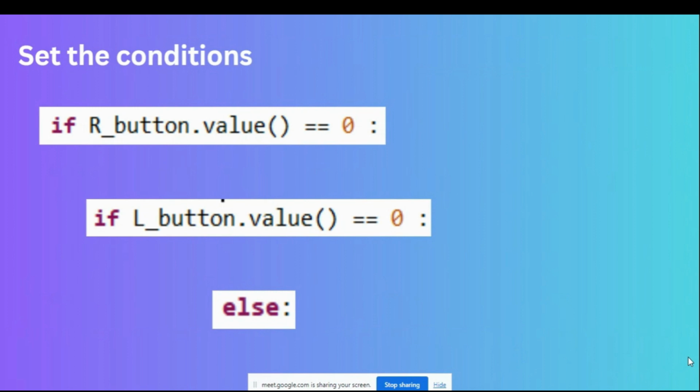And then as the second condition, we'll check the state of the left push button, whether it is equal to 0 or low state. That means then we can identify the left push button is pressed. And then the third condition will check else. That means if something happens beyond the above 2 conditions, that comes under this else part. So these are the 3 conditions we are defining.